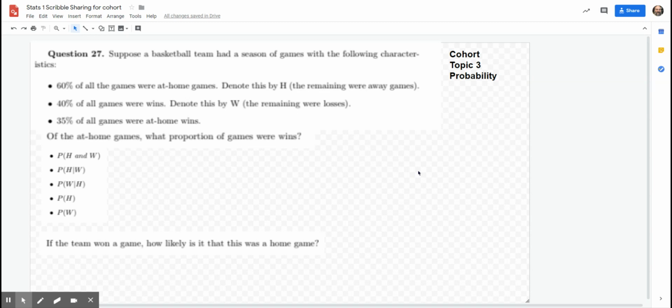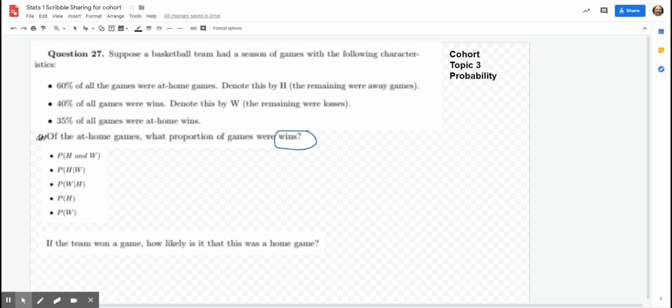Of the at-home games, what proportion of games were wins? All right, so we finally have a question. So this sounds like it's certainly asking me a probability question. No surprise, topic 3, probability. What proportion of games were wins? So it's looking for wins. That's the question. The decimal or percentage wins.